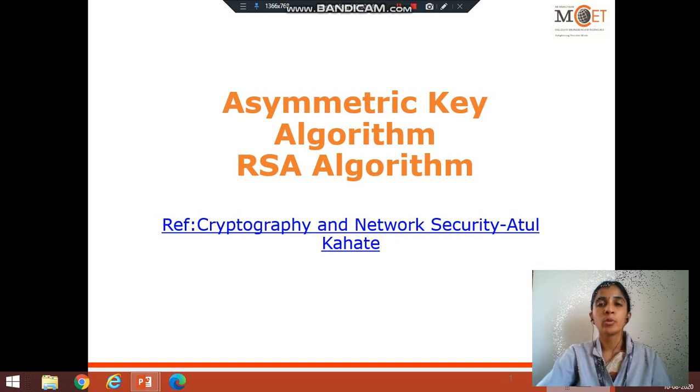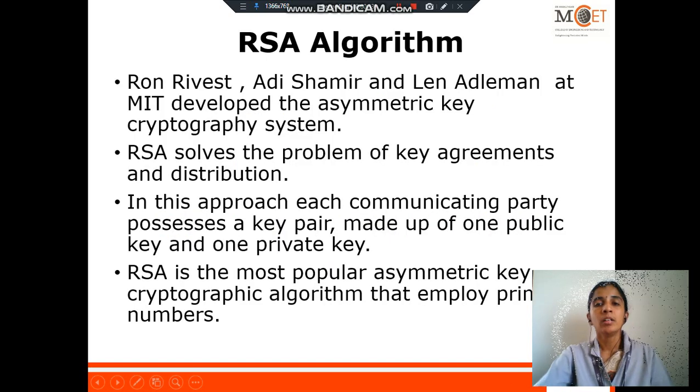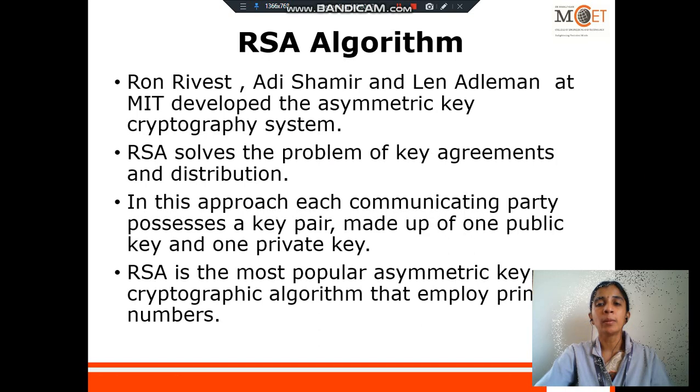You can refer to this topic from the textbook Cryptography and Network Security by Atul Kahate. The RSA algorithm was developed by Ron Rivest, Adi Shamir and Len Adleman at MIT as a good cryptographic system. The name RSA comes from their names, Rivest, Shamir and Adleman.